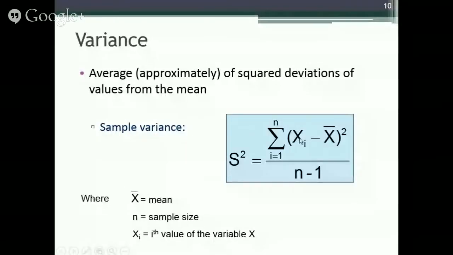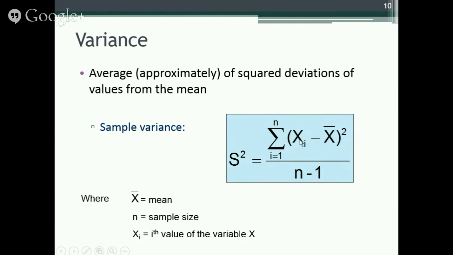Again, because you've already had the basic statistics, we want to get into what we actually do with them. So let me go back to the PowerPoint. And I said we have a mean, a sample size, so a sample variance. So we have the ith value of the variable x. What does that mean? Well, that means my score, my response.